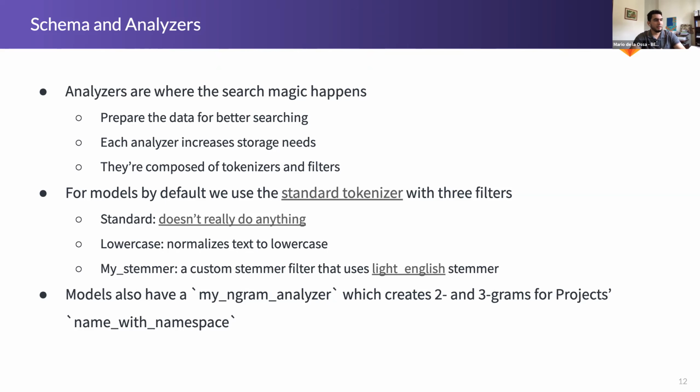Then models also have my n-gram analyzer. Again, it's the only n-gram analyzer we needed, so we never gave it a proper name. And it creates 2 or 3 grams for the project's name with namespace itself. And 2 or 3 grams means that you're just getting partial strings of 2 or 3 characters.